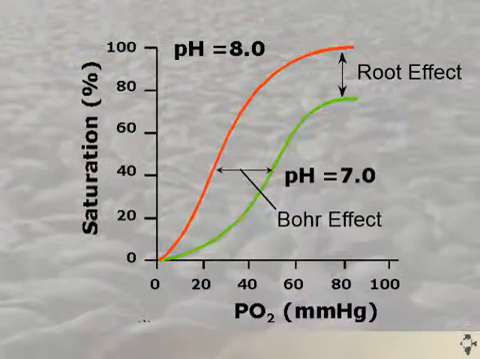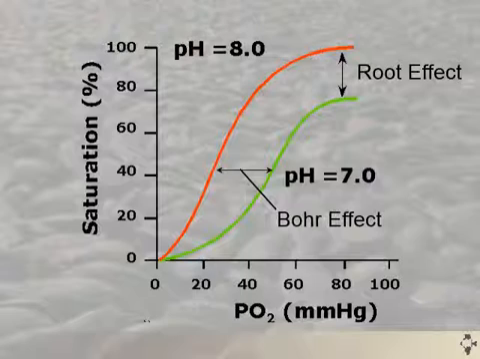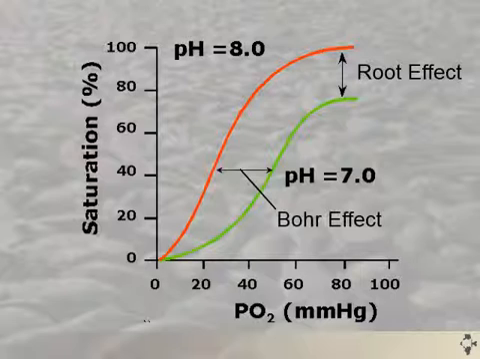So this figure is a diagrammatic representation of the Bohr and root effects. This is also what's called an oxygen dissociation curve. So on the x-axis you have the partial pressure of oxygen in the blood, and then on the y-axis you have the percent saturation of hemoglobin. This is how much of the hemoglobin is bound with oxygen.